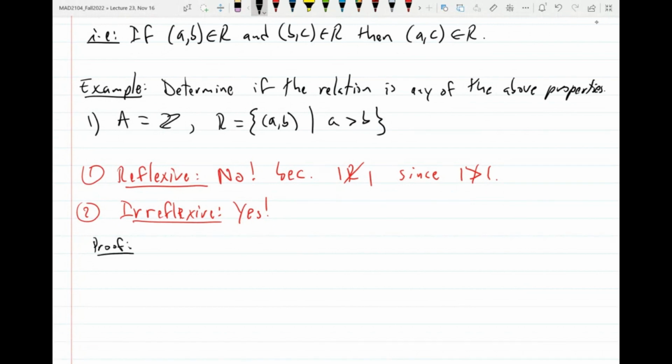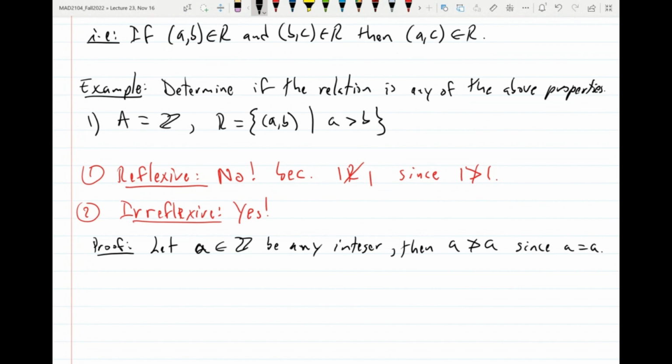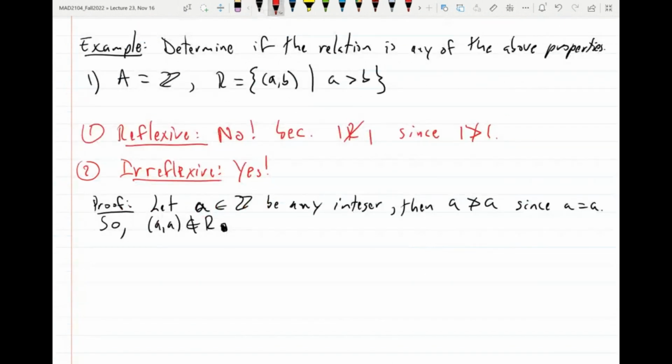So proof. Let A be any integer, right? This is any integer. Then, A is not greater than A. That's what you have to say, right? I mean, you just need to really write just one sentence. No matter what integer you pick, it will never be greater than itself, since A is equal to A, in fact, right? But that precisely means that A comma A is not in R. And this happens for any A, so that means there is no element of the form A comma A in the relation. All right, so yes, this one is irreflexive.